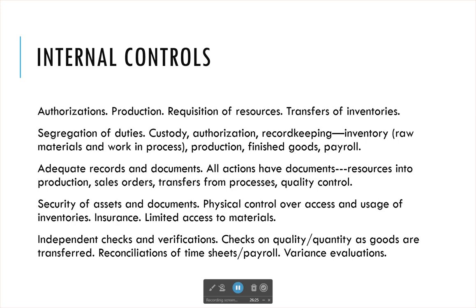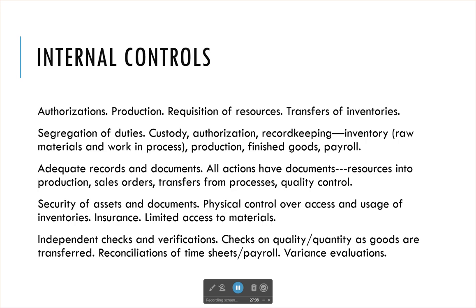Internal controls here, the production, requisition of resource, transfer of inventories, authorizations are required in many of these steps. Segregation of duties, that's CAR, right? Custody, authorization, record keeping, or ARC if you want to say it that way. You have inventory, you have production, you have finished goods, you have payroll, and anytime you're talking about the custody or the authorization or the record keeping within each one of the processes, you need to start keeping all those separate. We have to have a lot of documents.